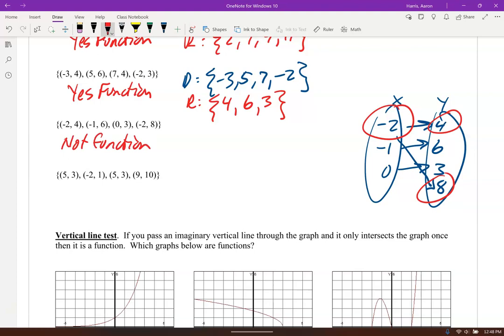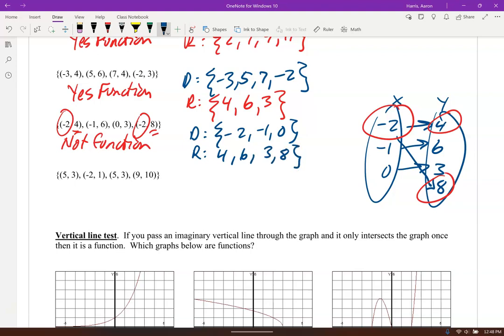For every x, there can be only one y. So once you see the x repeated with different y's, that's a problem. You're not going to be a function. Then you just list all your x's. List all your y's. And you're done with that one. Let's do one more.